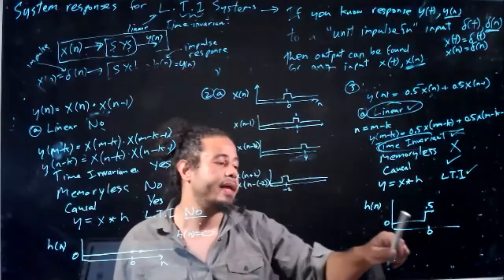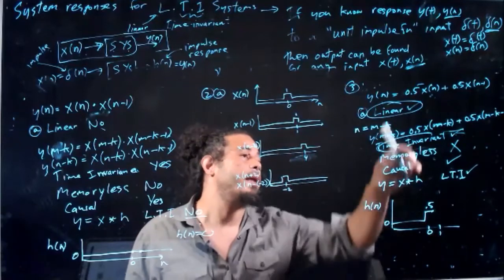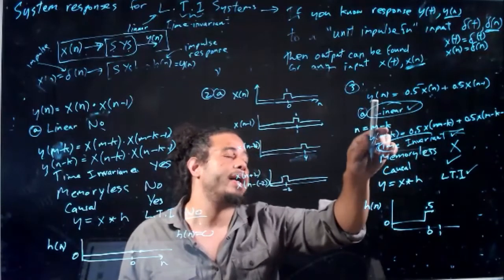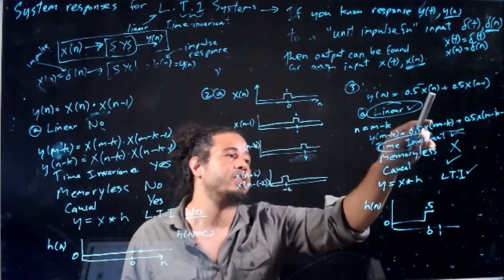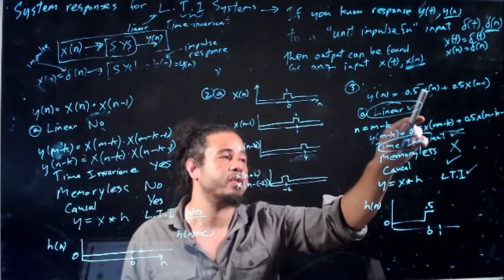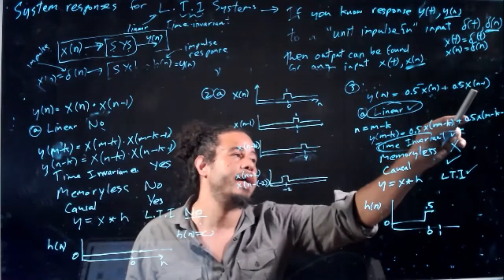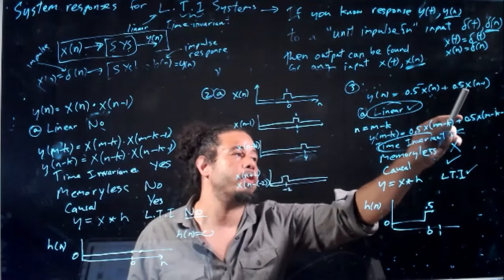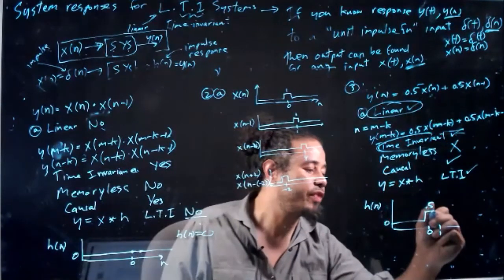And then at time step one, right next to zero here, y of one would be equal to 0.5 times x of one. x of one for the unit impulse is 0, so that would be 0.5 times 0, plus 0.5 times x of n minus one, so that would be 0.5 times x of zero, which would be one, and so we get 0.5 again.